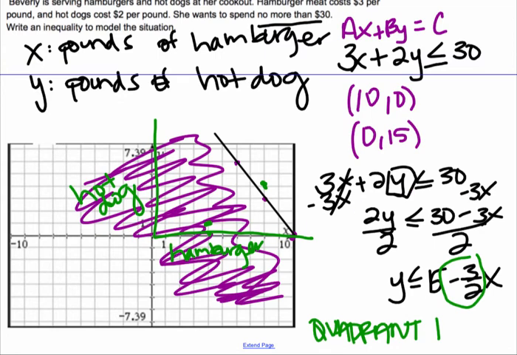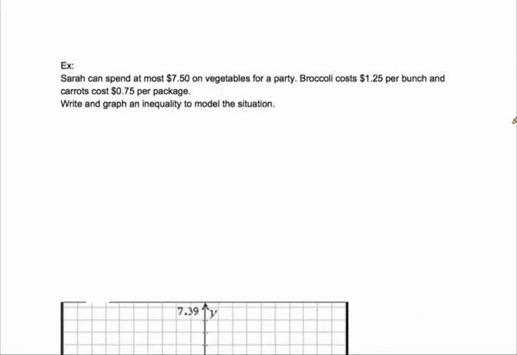All right, let's look at the next one. Sarah can spend at most, what's at most? At most is less than or equal to $7.50 on vegetables for a party. Broccoli, that's a vegetable, costs $1.25 per bunch, and carrots cost 75 cents per package. So she's got 2 vegetables here, broccoli and carrots, and she wants to spend less than or equal to $7.50. So what are our 2 variables?